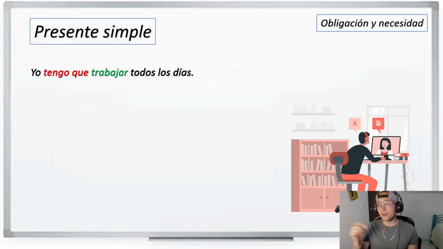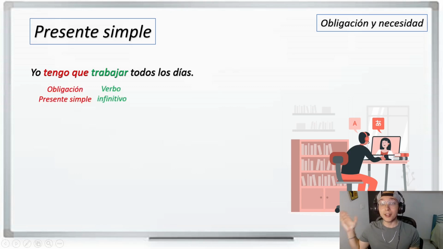So, let's take a look at the first part. Yo tengo que. So, tengo que means have to in Spanish and is used to express your obligations or your necessities. And after this expression, we use verbs in the simple form without conjugating. So, yo tengo que trabajar. I have to work todos los días, every day. So we have the obligation and the infinitive verb. Let's take a look at example number 2.